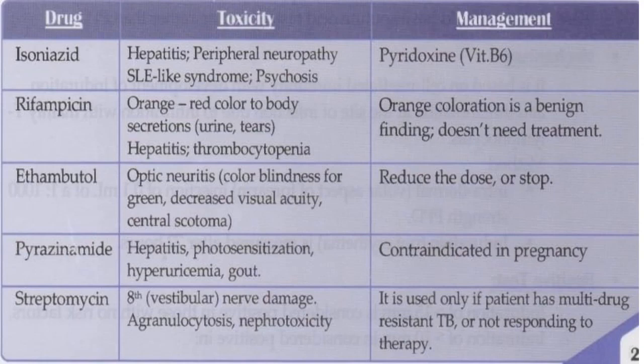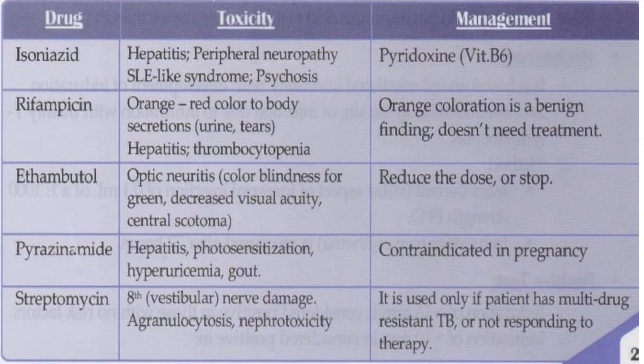Third is ethambutol. So ethambutol involves the eye. It will cause optic neuritis, color blindness for green, decreased visual acuity, and central scotoma. All are eye involvement symptoms. So if there is any of the symptoms, then you have to reduce the dose or stop the drug. Pyrazinamide, as I've told you earlier, is contraindicated in pregnancy. It causes photosensitization, hyperuricemia, gout.